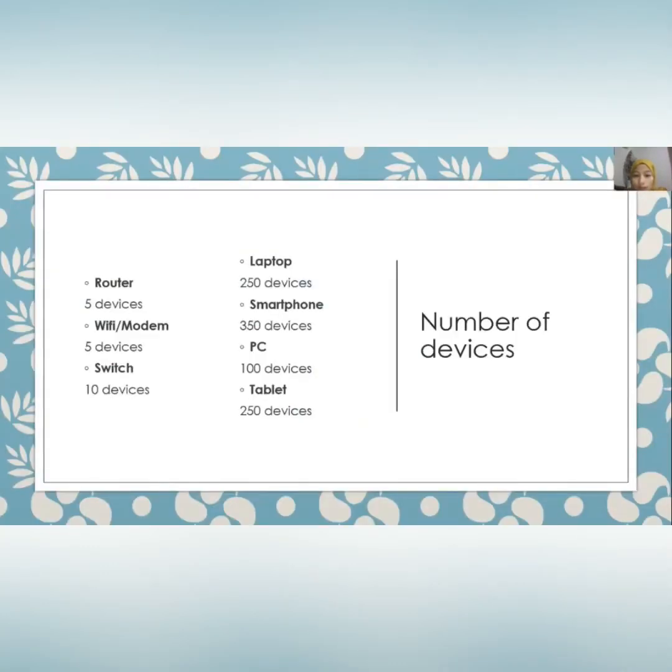This is the network design and online setup. Number of devices: router, 5 devices; Wi-Fi and modem, 5 devices; switch, 10 devices; laptop, 250 devices; smartphone, 350 devices; PC, 100 devices; tablet, 250 devices.